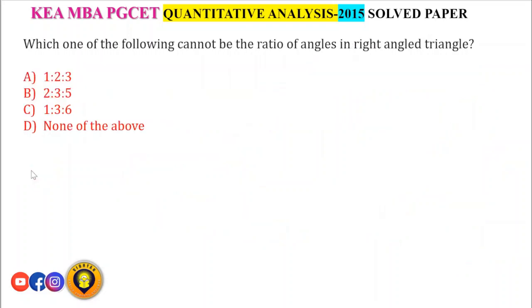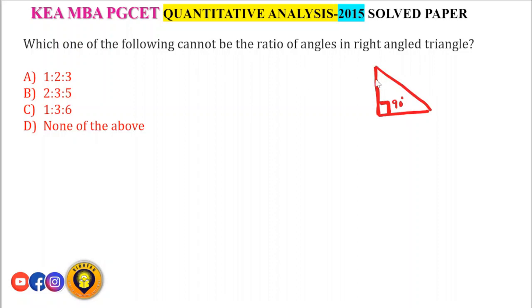Which one of the following cannot be the ratio of angles in a right angle triangle? In a right angle triangle, you know one property: this angle is 90 degrees. One of the angles should be equal to 90 degrees.